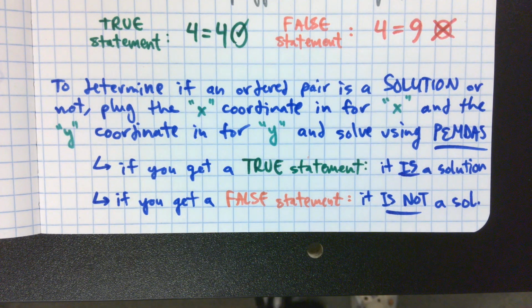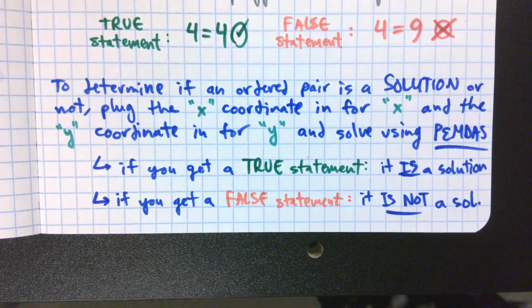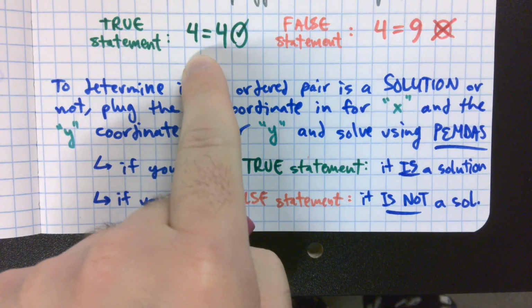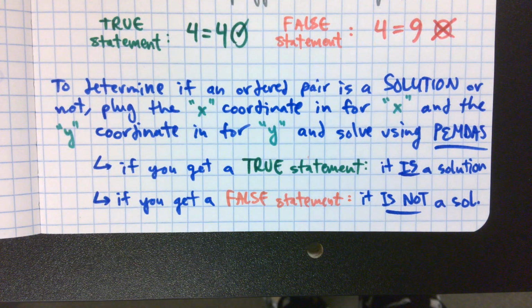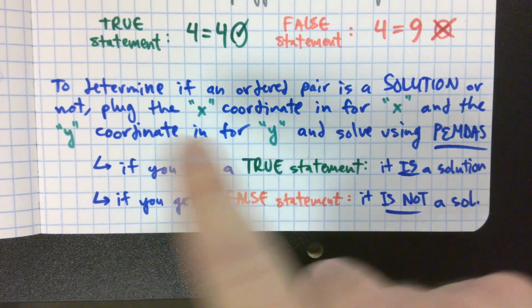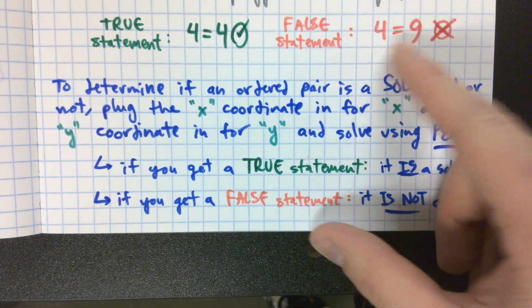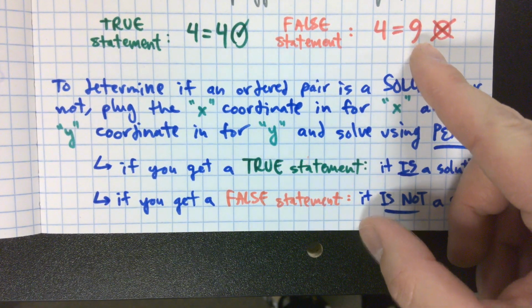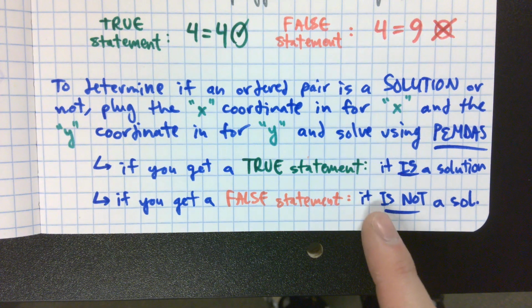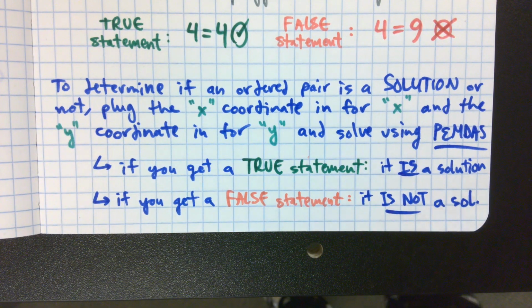If you plug in your x and y, solve it out using PEMDAS, and you get something like 4 is equal to 4, you know that that ordered pair is a solution. If you plug in your x and y, solve it out using PEMDAS, and you get something like 4 is equal to 9, that's a false statement. You know it is not a solution to that equation.